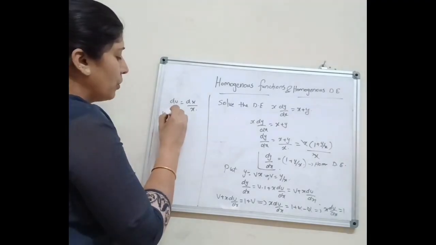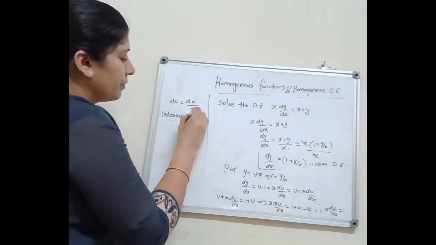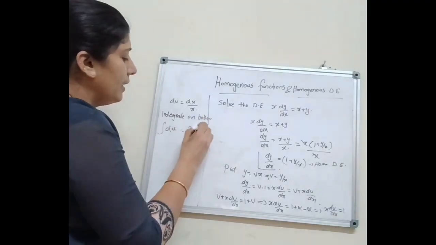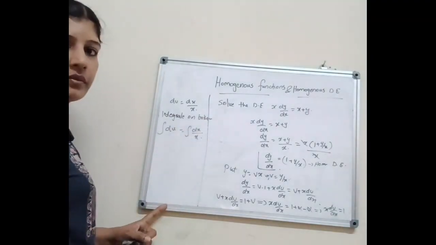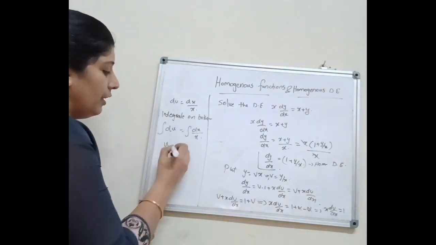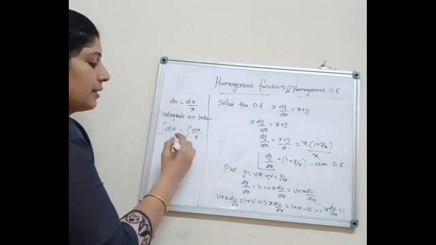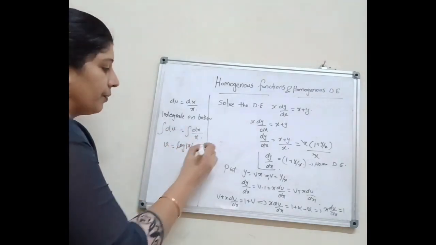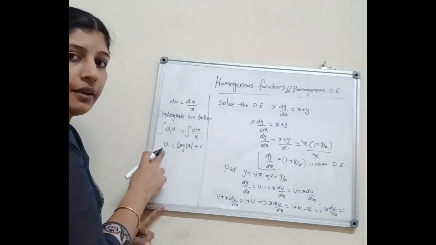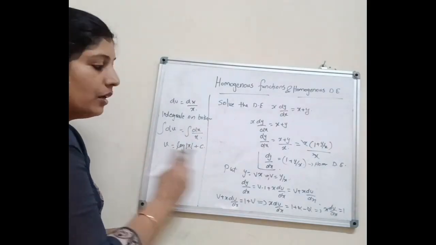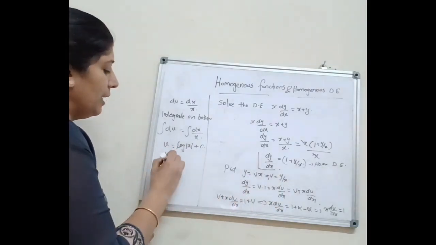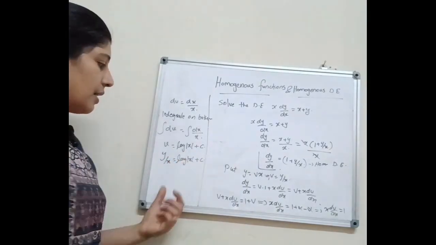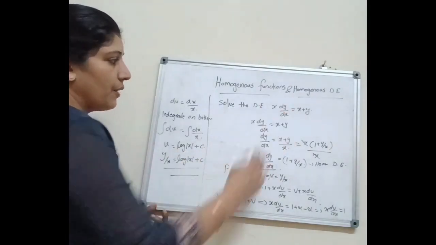Next, integrate on both sides. Integral dv equal to integral dx by x. Integral dv means v. v equal to integral 1 by x dx, that is, log x plus c. Then finally we have to replace v equal to y by x. That is, y by x equal to log mod x plus c. This is the general solution of the given homogeneous differential equation.